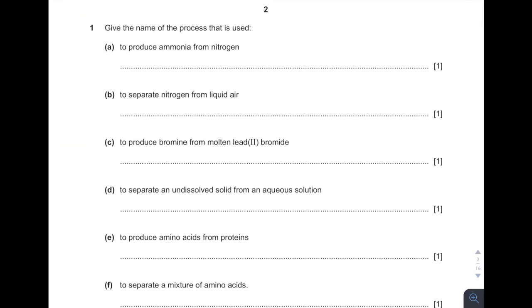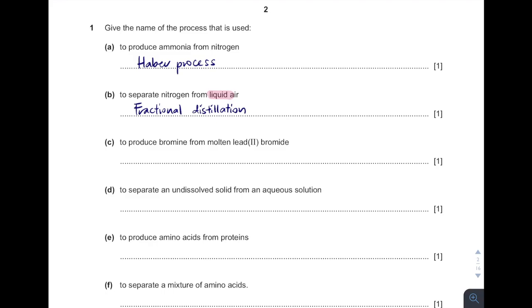Question 1. Give the name of the process that is used. This is the first one: to produce ammonia from nitrogen. The process is called the Haber process. To separate nitrogen from liquid air, it is fractional distillation. They get separated based on different boiling points.